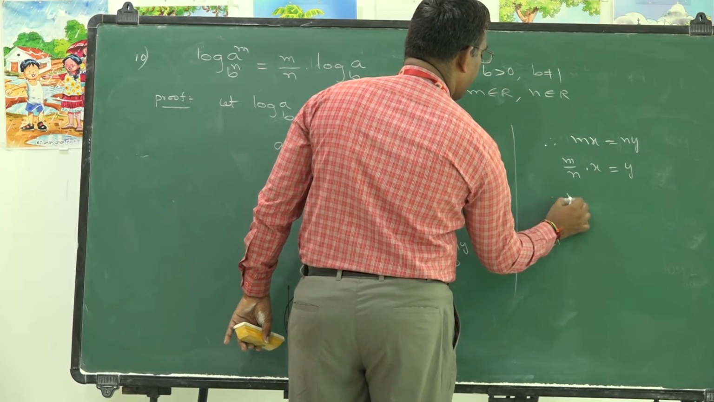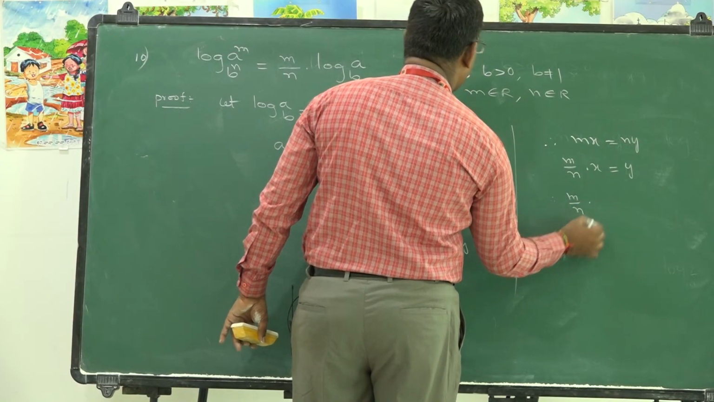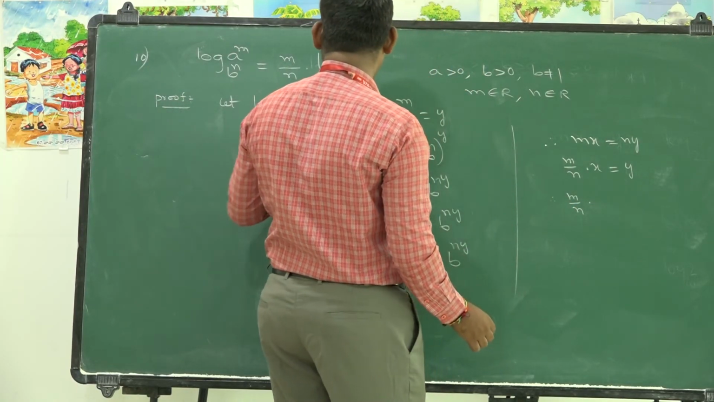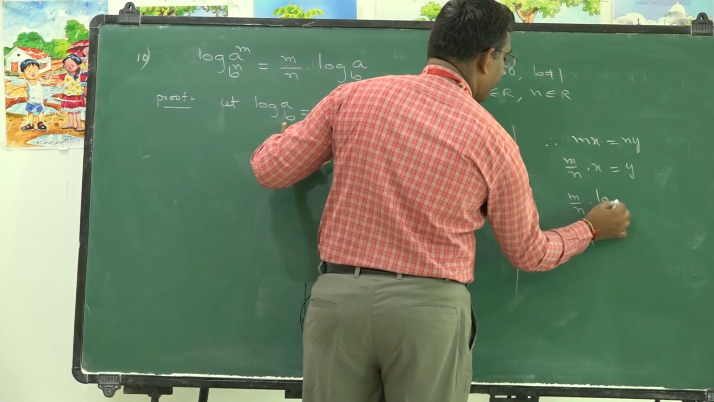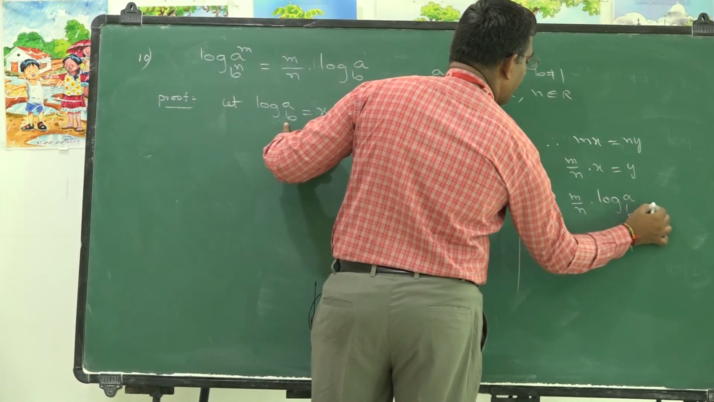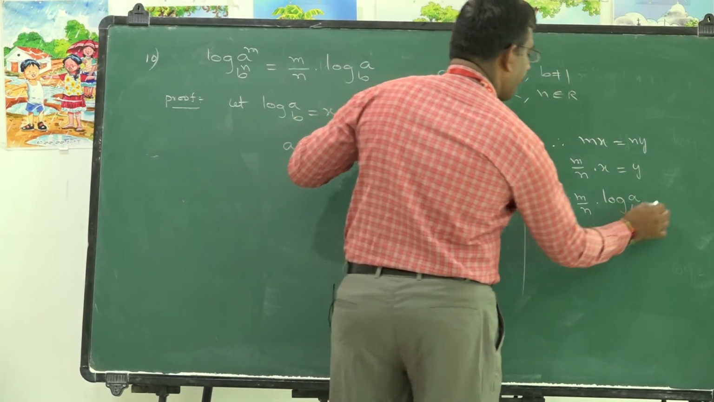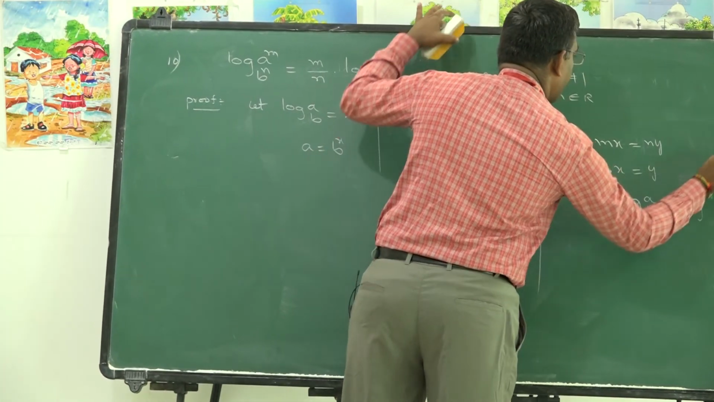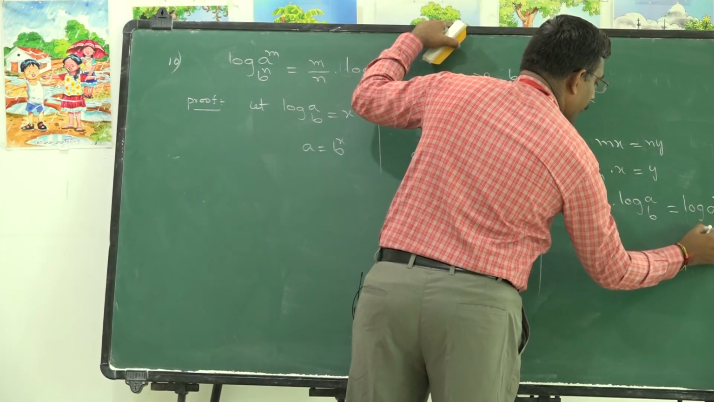Therefore m by n into, what is the value of x? X value is log a base b. That is equal to, what is the value of y? Log a power m base b power n.